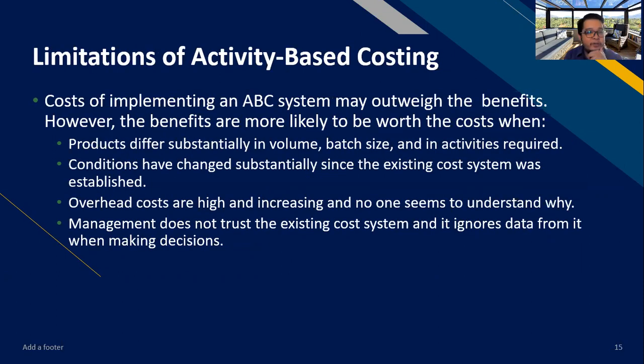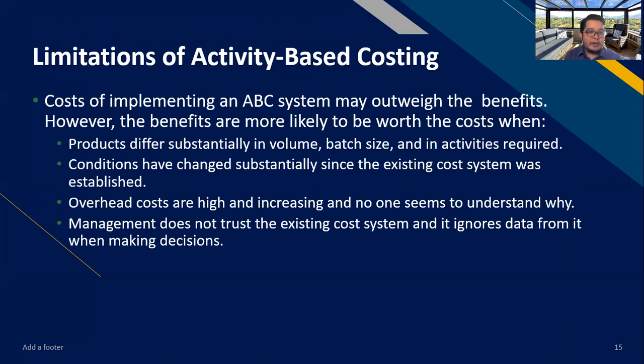Lastly, a limitation of activity-based costing, of course, is that it can be expensive to implement because you have to monitor a lot of things, and therefore you have to have an accounting system or an enterprise production management system that would be able to keep track of all of those things. So the costs may outweigh the benefits. However, benefits are more likely to outweigh costs when, number one, the products are substantially different in terms of volume, batch size, and activities required.